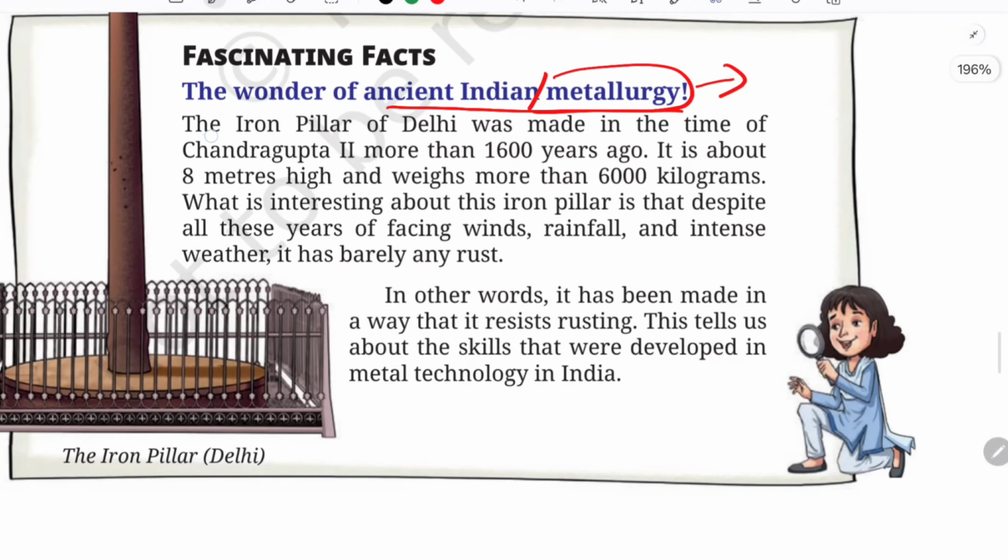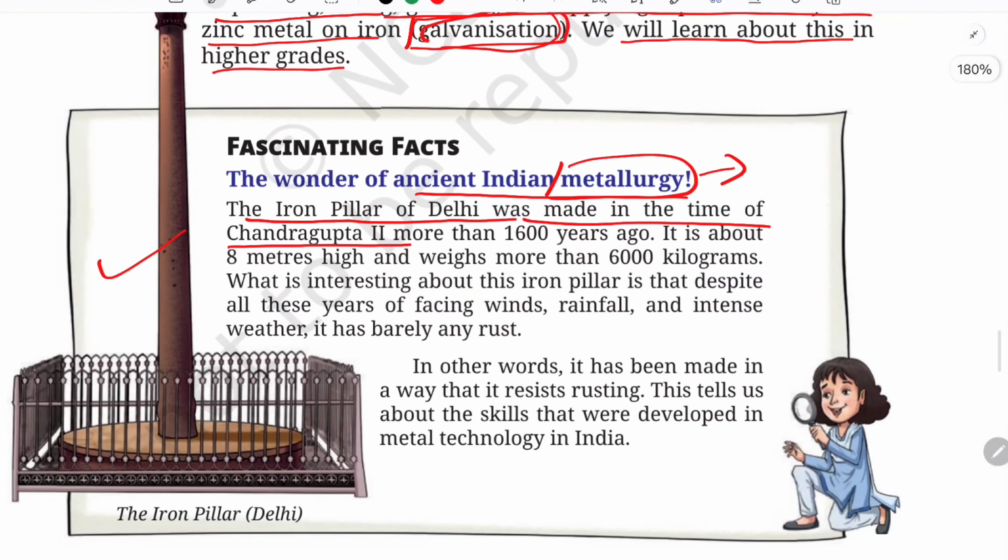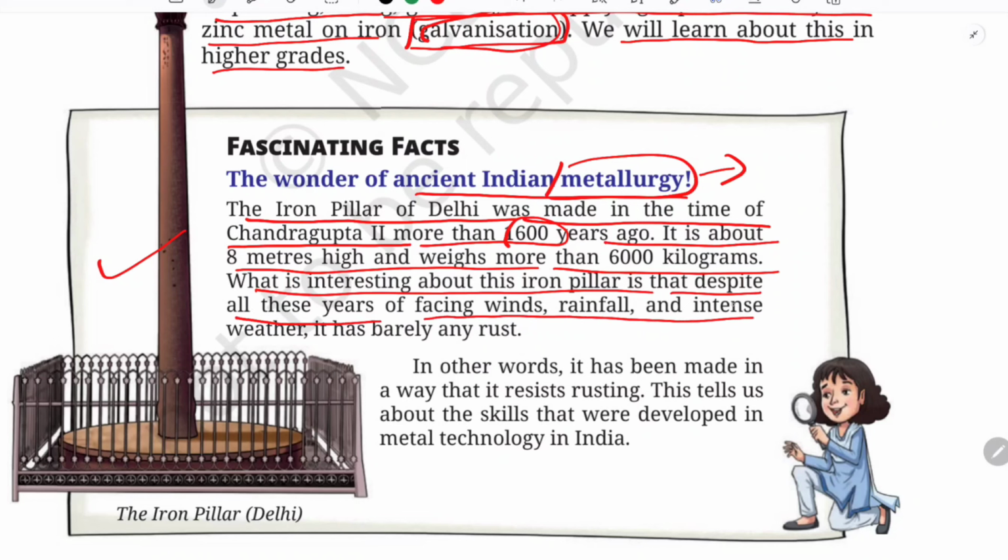So here the iron pillar of Delhi was made in the time of Chandragupta II. So this iron pillar which you can see here in this image was built during the time of whose reign? Chandragupta II. More than 1600 years old. It is about 8 meters high and weighs more than 6000 kilograms. What is interesting about this iron pillar is that despite all these years facing wind, rainfall and intense weather, it has barely any rust.